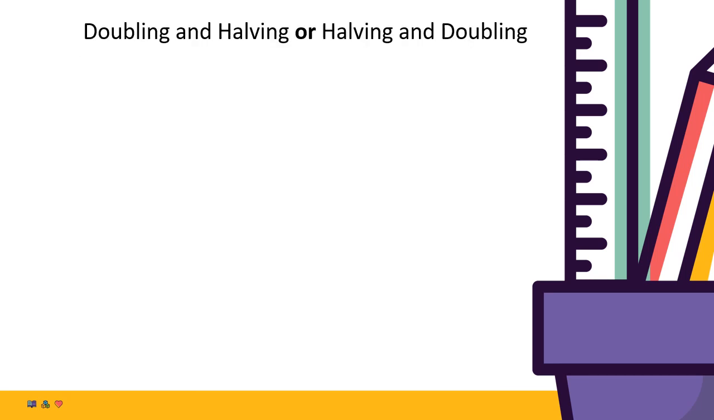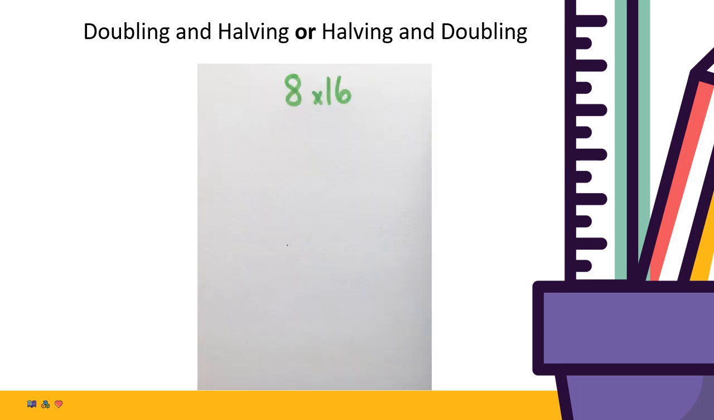Doubling and halving, or halving and doubling, just depending on the order in which you perform this strategy, is a really efficient way for you to work out mental calculations for multiplication in your head quickly and efficiently without the need to write them down. And when I learned this strategy, it was a real wow moment for me, and it's one that I've used lots since. So let's take a look at 8 times 16.